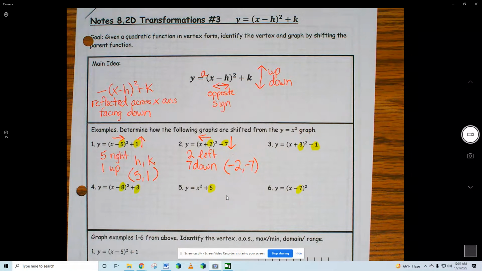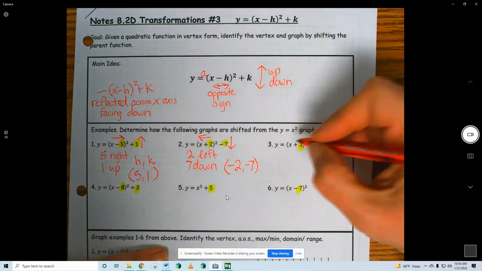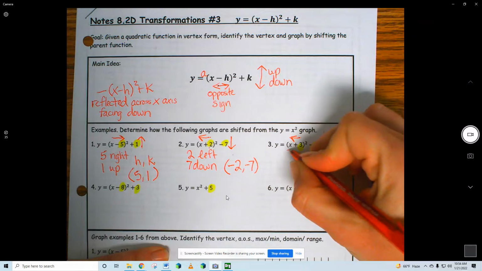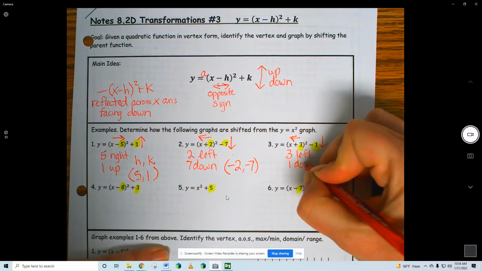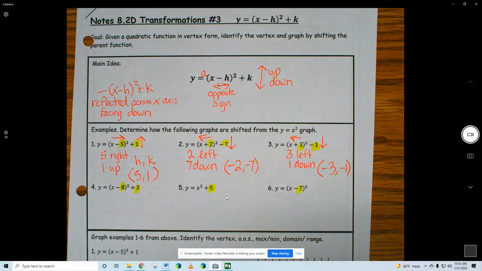Okay. Number 3. 3 to the what? Left. And 1 down. Negative 3, comma, negative 1 is my new vertex. And then from my new vertex, I would just graph over 1, up 1, over 2, up 4, because A is 1. There's just a nothing in front of the parentheses. That means that A is just 1, parent function.